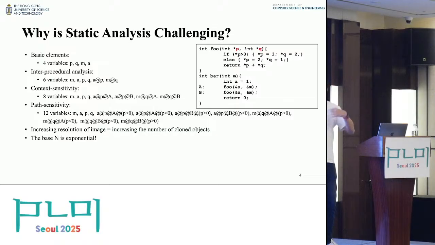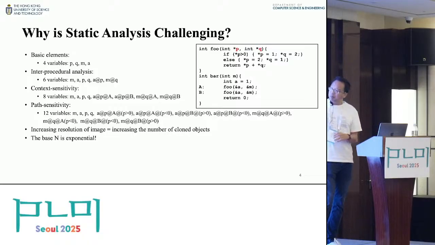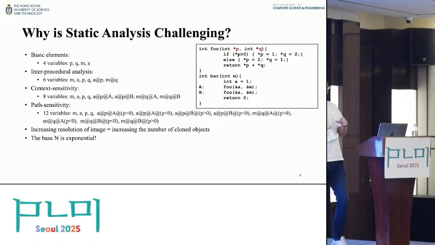But if we consider where the function is called, the function can be called multiple times. This is what we refer to as context sensitive. We actually have to double the size of the variables that we need to look at. Okay, so it depends on where the location is. The variables will take different values. Then we take paths into consideration, right? The path means all these if-else branches. If we take those into consideration, we double the number of variables again. Okay.